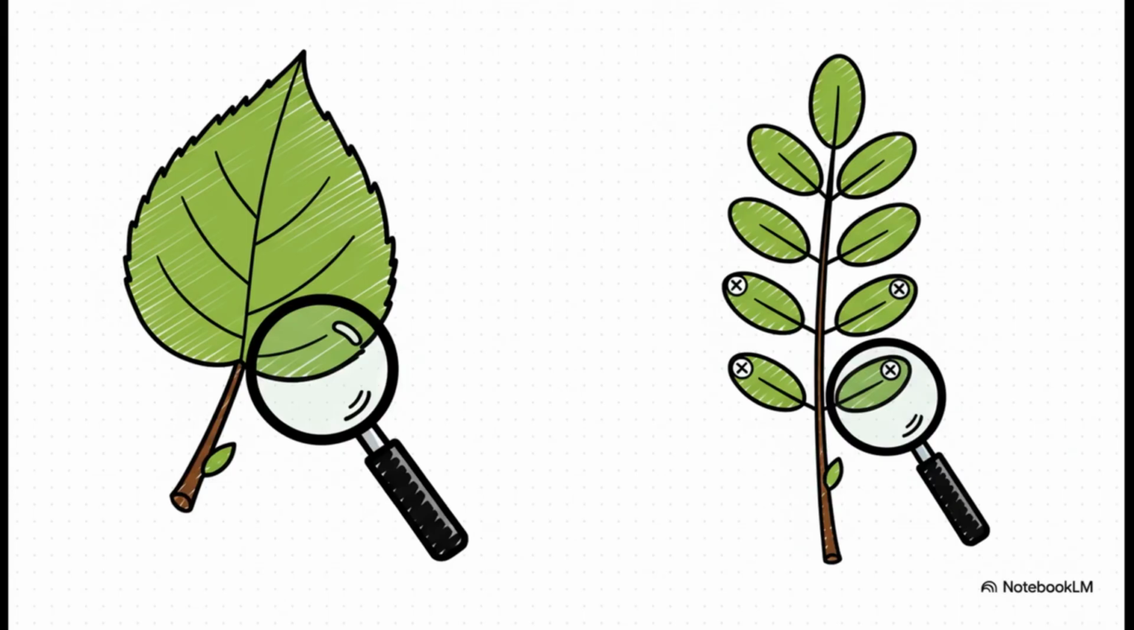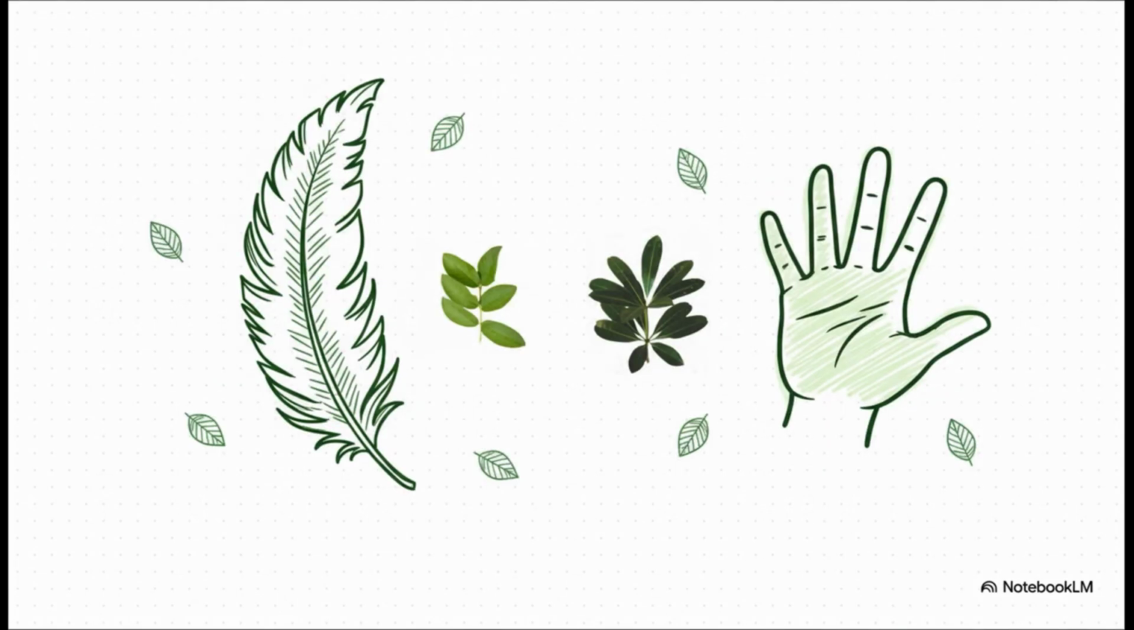So how do you tell the difference for sure? Here's the golden rule, the one trick you need to remember. Look for the bud in the axil, right where the stalk joins the stem. A real leaf, whether it's simple or compound, will always have a bud there. But those little individual leaflets, nope, no bud. And this picture just makes it crystal clear.